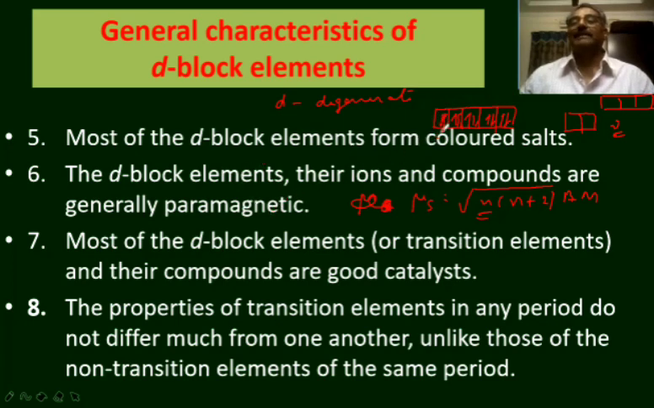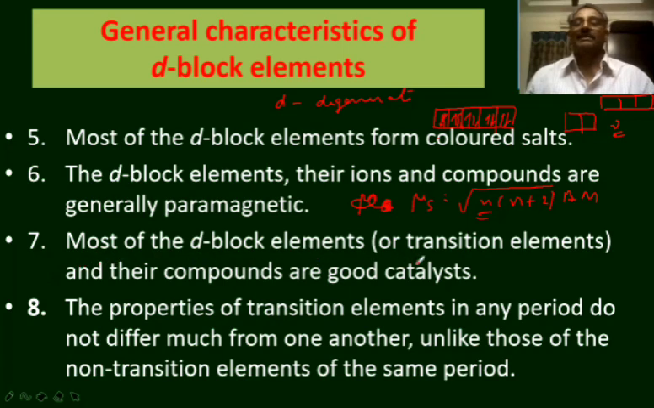The diamagnetism is due to the presence of completely filled orbitals, whereas paramagnetism of the element is due to the presence of unpaired electrons in the orbitals. The more the number of unpaired orbitals, the more will be the paramagnetic nature of the element. The d block elements usually possess unpaired electrons in the d orbitals. So d block elements are usually paramagnetic in nature.